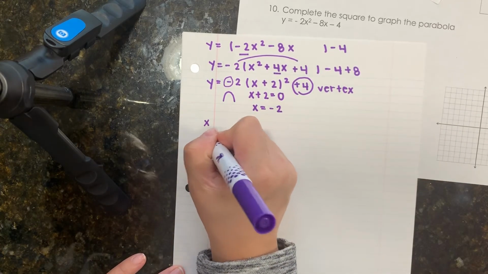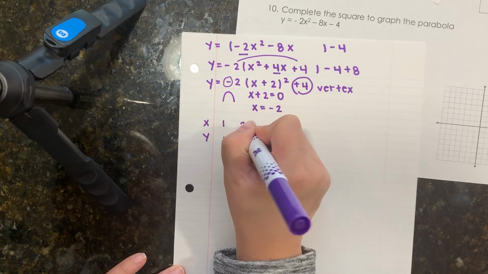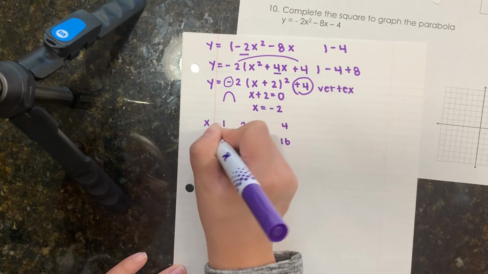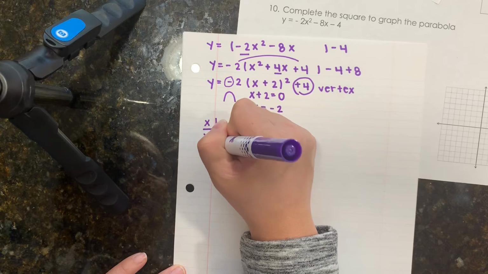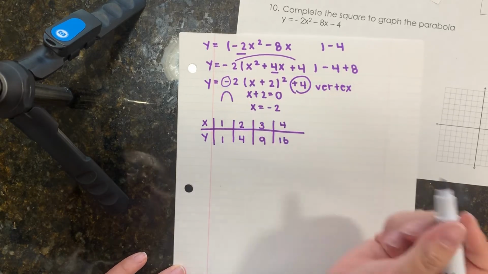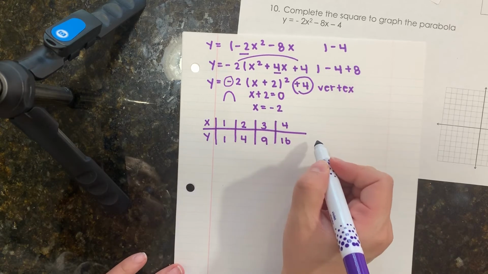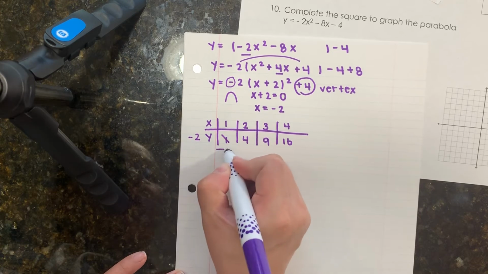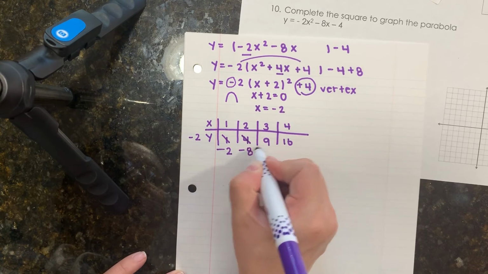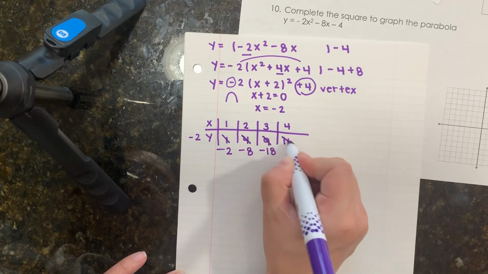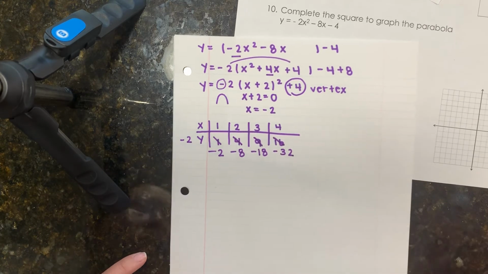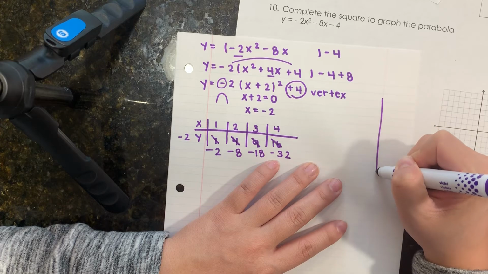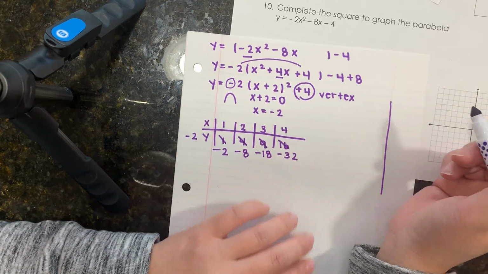Now for my x and my y chart, I normally have 1, 1, 2, 4, 3, 9, 4, 16. If you kept going, just all your x values squared. But now that I have factored out this negative 2, I'm actually going to multiply all of my y values by negative 2, which would give me negative 2, negative 8, negative 18, and then if I wanted to keep going, it would be negative 32. So when I graph this, that's going to change how narrow my parabola is going to be.